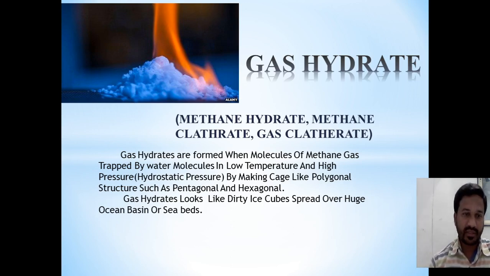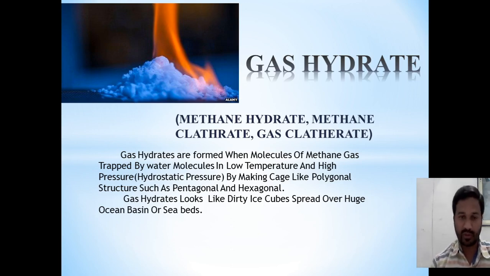Okay, so what are gas hydrates? These gas hydrates are also called methane hydrate, methane clathrate, gas clathrate, CH4 clathrate, and they are formed when molecules of methane gas, CH4, are trapped by water molecules, H2O, in low temperature and high pressure. High pressure like hydrostatic pressure, which is present in the oceans most of the time. Those are also present on the terrestrial side.